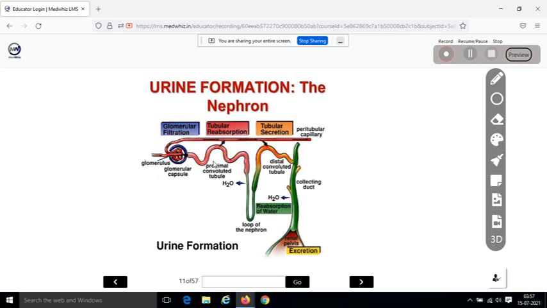Now, among currently available diuretic agents, the carbonic anhydrase inhibitor acetazolamide acts in the proximal tubule by blocking sodium bicarbonate reabsorption.